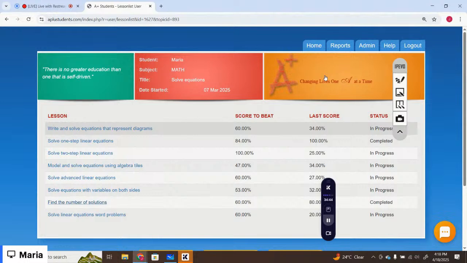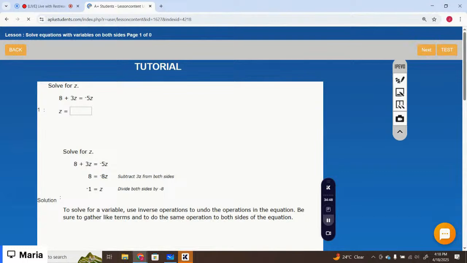The next lesson is solve equations with variables on both sides. Let's just start with the test questions.